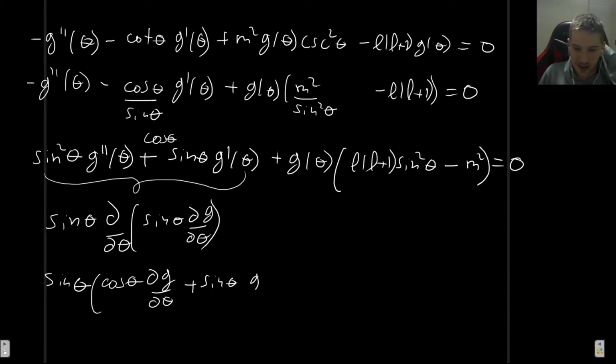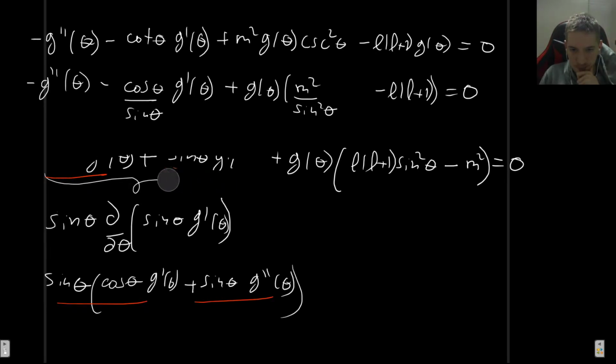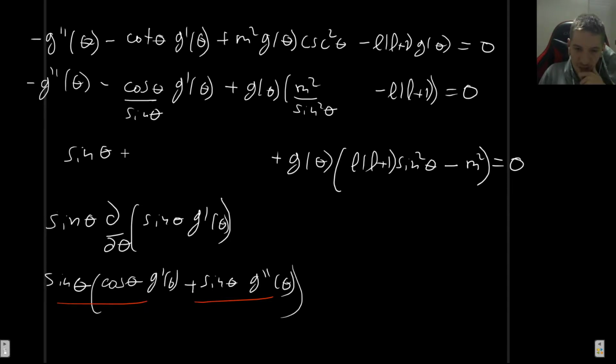And well, then we have the second derivative. Let's just go back to this notation so that it is consistent. So just g prime of theta, and here too, g prime of theta. Okay, so as you can see, this is the same as what we had before. This term is this term is this. So we can actually rewrite what we had here as sine of theta, d by d theta of sine theta dg d theta.